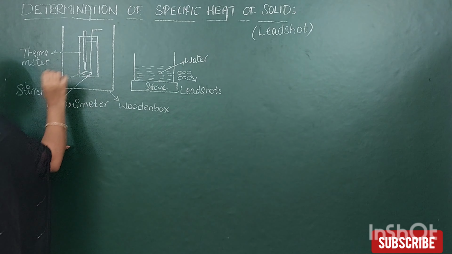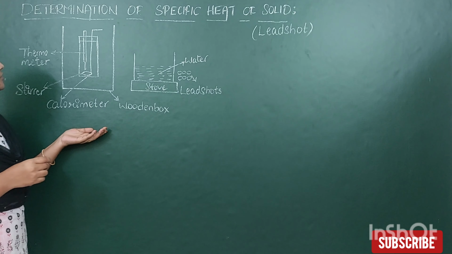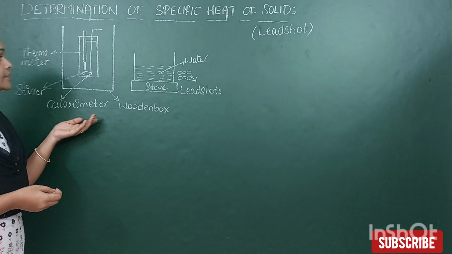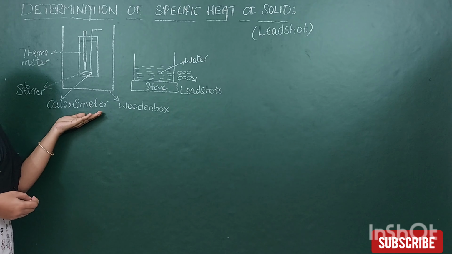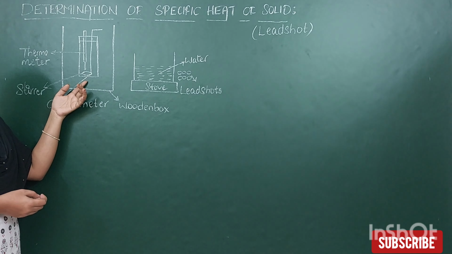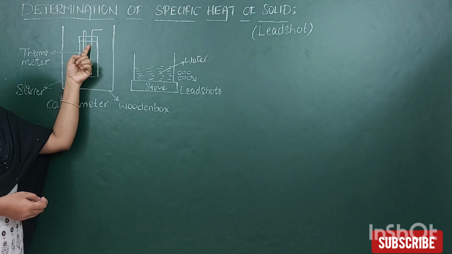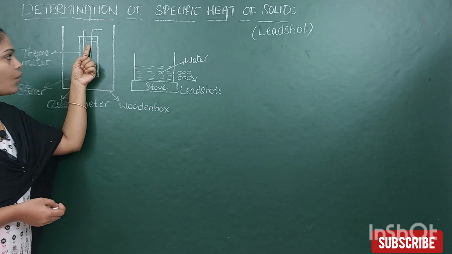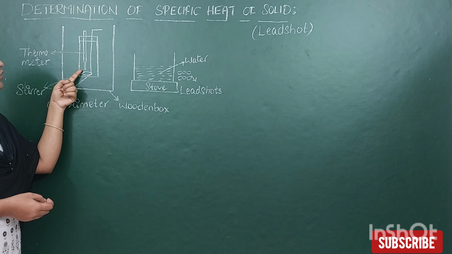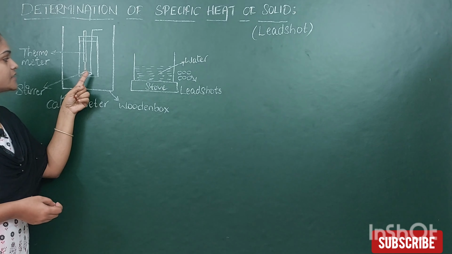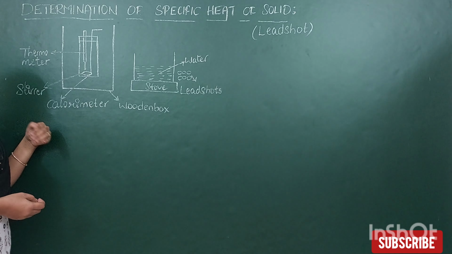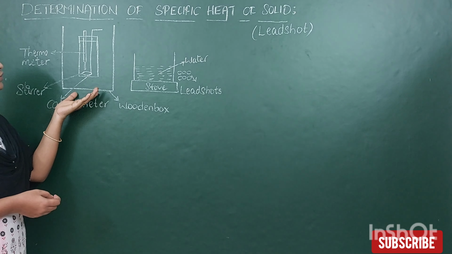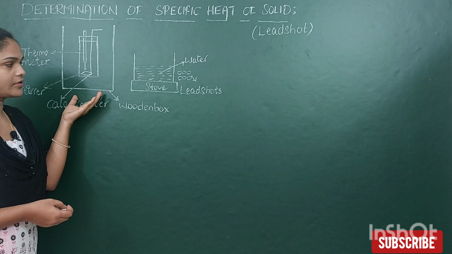Yes, so what materials are required? First, you have to take a calorimeter. That calorimeter is going to have one lid. That lid consists of two holes. In the first hole, you have to place a thermometer. In the second hole, you have to place a stirrer. Next, all that equipment should be kept in the wooden box.